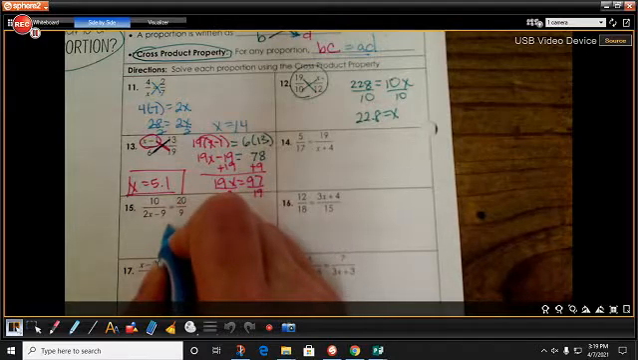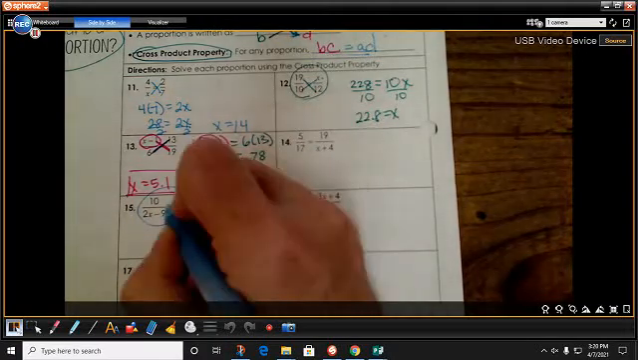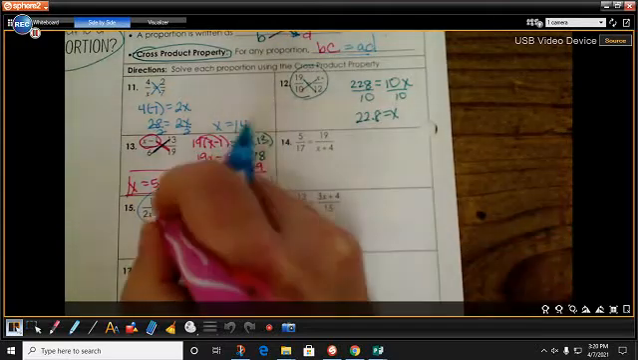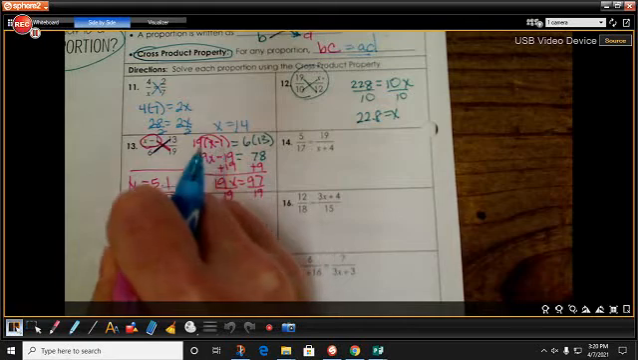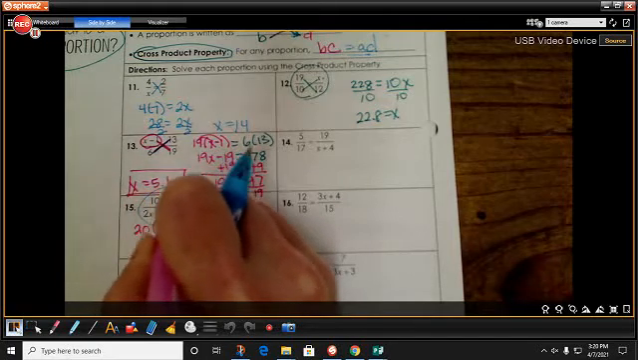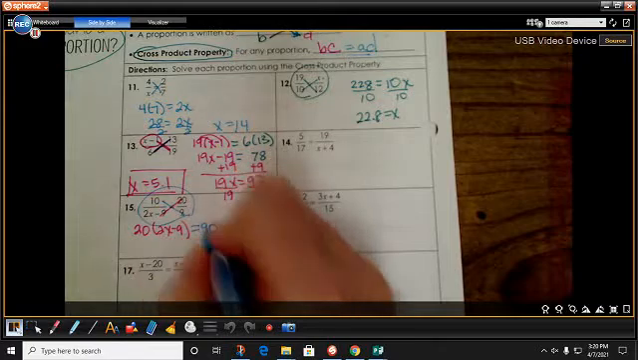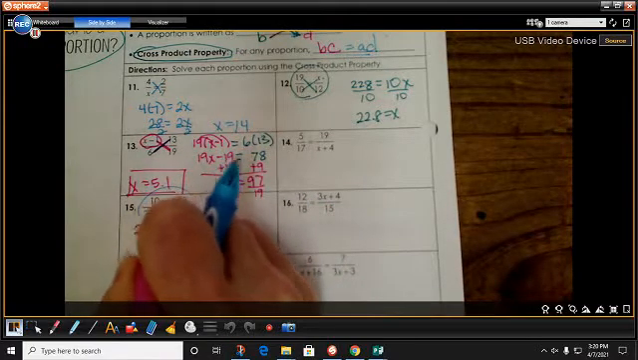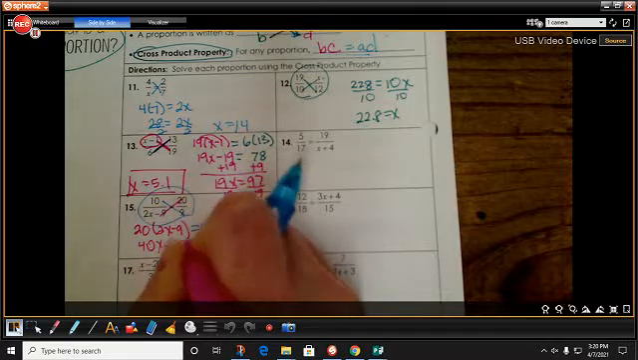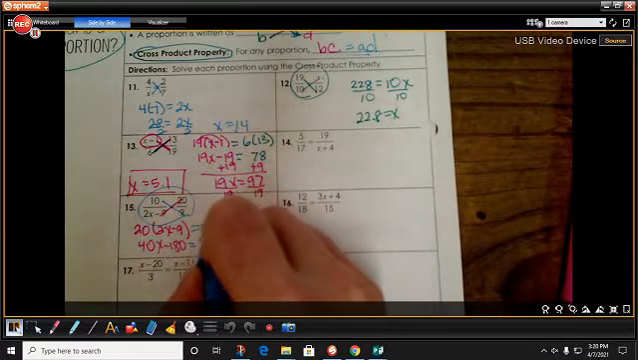Let's get even more complicated. Let's jump down to something with a negative sign. So here I have a proportion, 2 ratios that are equal. So I know that I can multiply the things diagonal from each other and they will be equal. So I'm going to have the 20 times the 2x minus 9 had better equal 10 times 9, which is 90. And so that's going to end up giving me 40x minus 180 is going to equal the 90.